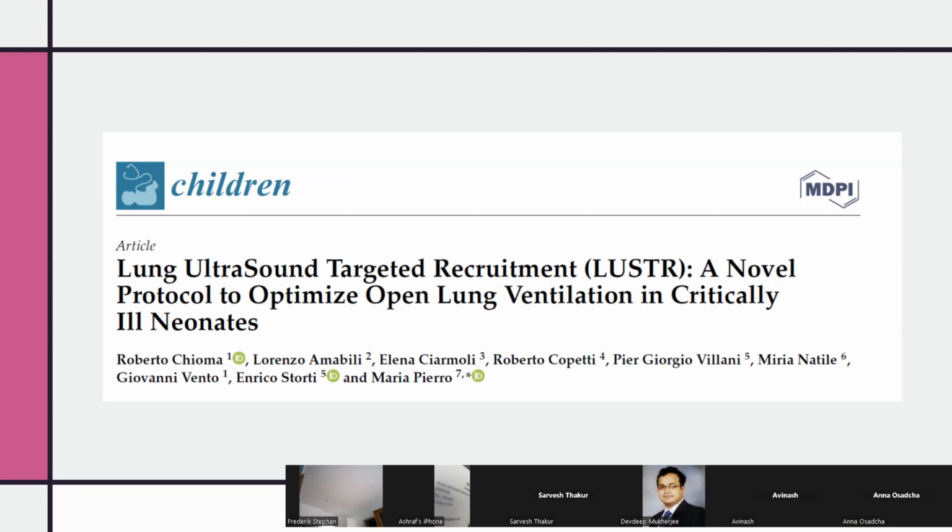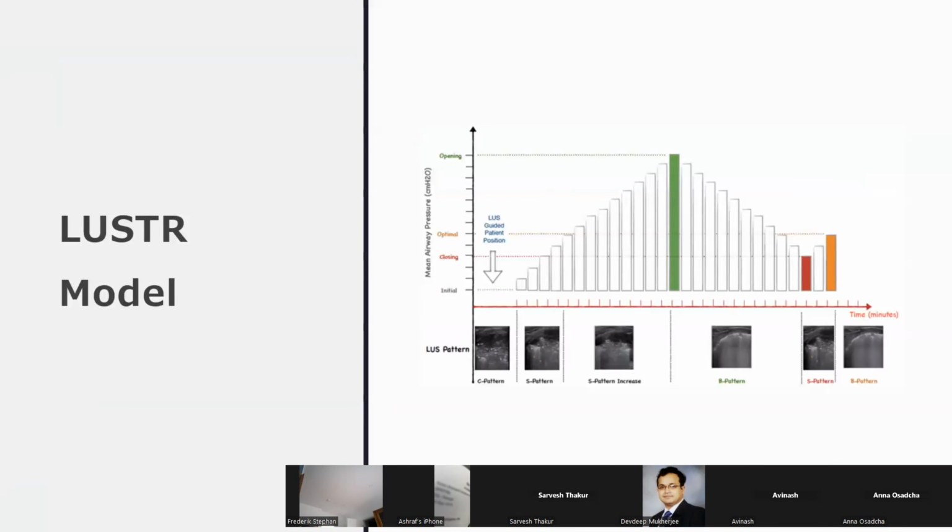Now, really, what they have done is they have used a lung recruitment protocol, which basically looks at incremental increases again in PEEP by 1 every 2 minutes, or MAP by 1 to 2 every 2 minutes, really trying to look at the critical opening pressure, or what is called the COP.